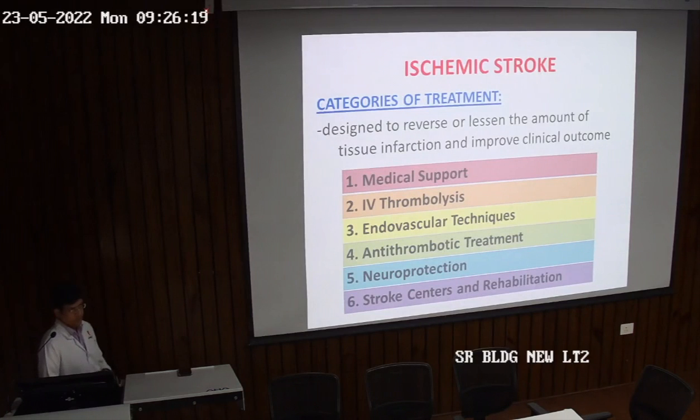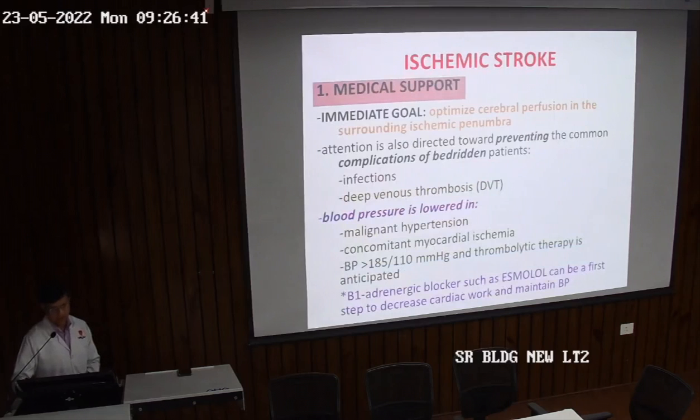Now come to the treatment. These are the categories of treatment in cases of ischemic stroke. First is the medical support, second is IV thrombolysis, third is the endovascular techniques, fourth is the antithrombotic treatment, and fifth is the neuroprotection, then the stroke centers and rehabilitation. So our treatment of ischemic stroke is on these parts. So first is the medical support.